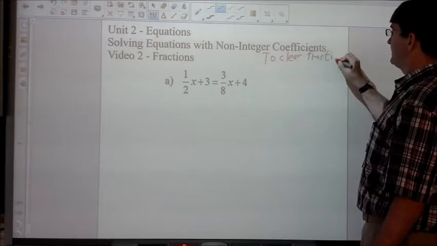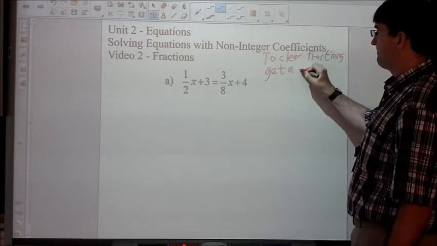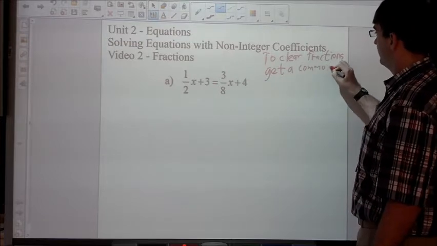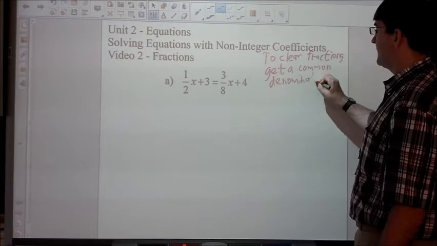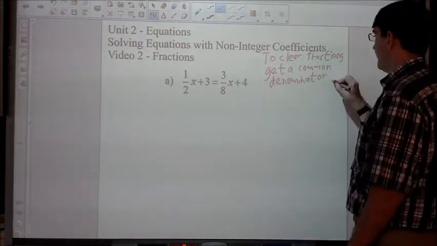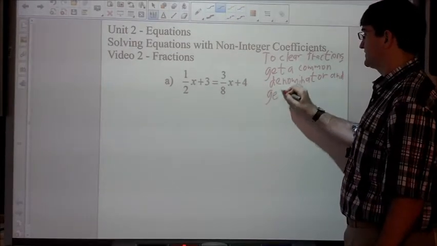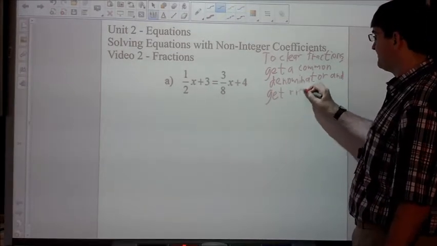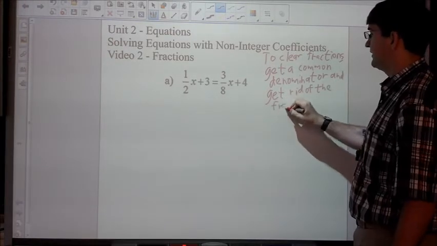You probably already talked about this in class, but to clear fractions, get a common denominator. It doesn't even have to be the lowest common denominator necessarily, though that will make it easier. And then get rid of the fractions. Actually, it's really quite simple. We'll talk about an example in just a second right here.